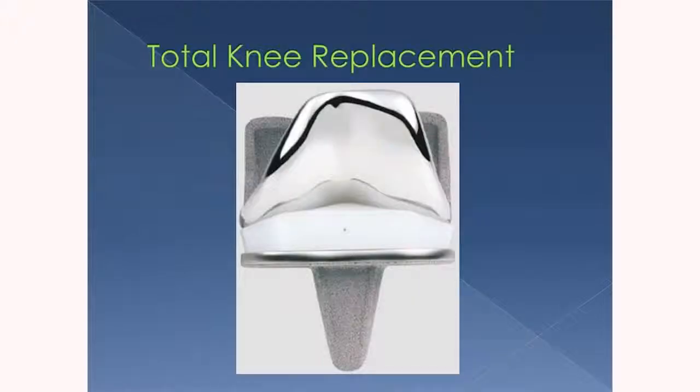So you've got cobalt chrome metal up above, which caps the end of the thigh bone. You've got some cobalt chrome metal down below, which goes into the shin bone or the tibia. And then you've got a piece of high molecular weight medical grade plastic or polyethylene that goes in between.